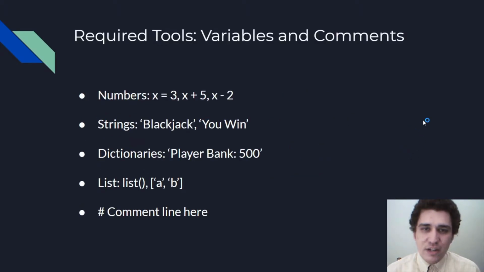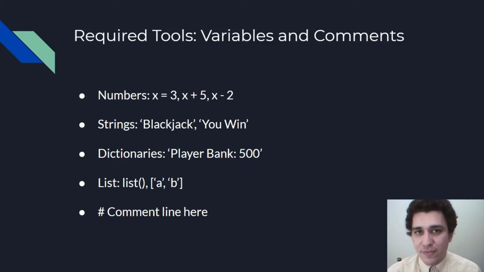Some of the variables that we might be using today in this live coding exercise include numbers, such as integers, and setting variables equal to numbers. X equals 3, x plus 5, x minus 2, simple math. And these sorts of variables will be really helpful for keeping track of values of cards, user bets, amount of money that the player has, and any other sort of numerical data we might keep track of.